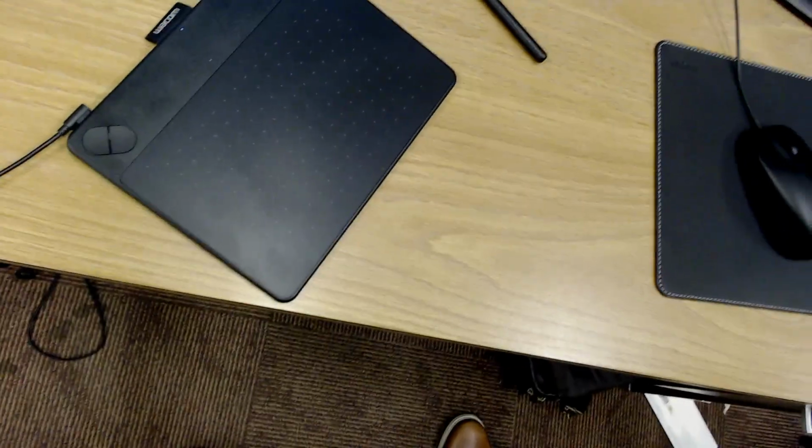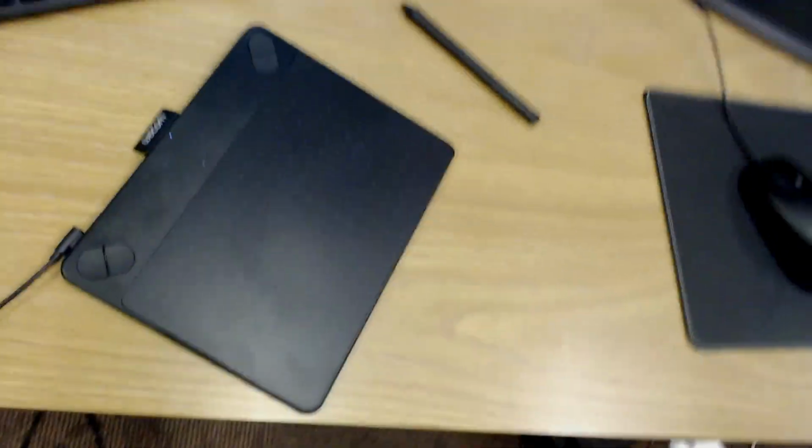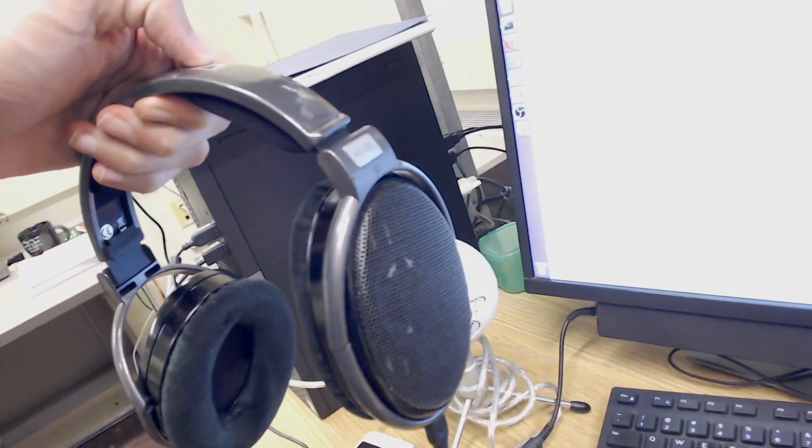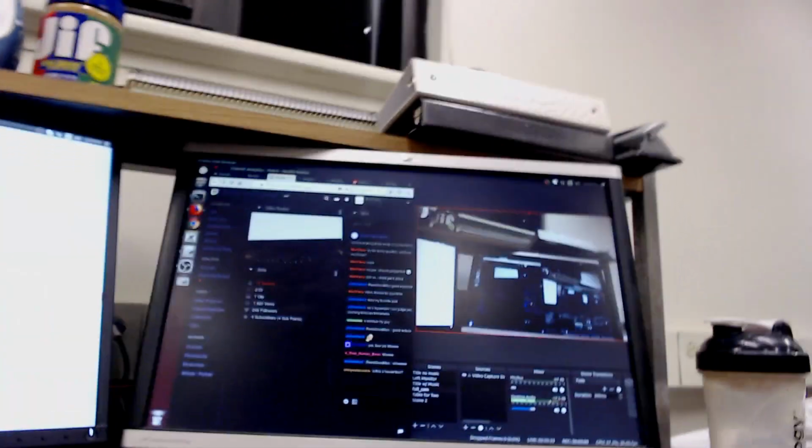Our little Wacom drawing tablet. We've got our microphone. We've got our lovely HD 650s, a true favorite. Is this a house tour? This is the Engineering Today lab tour. And then we have, let's see if there's any revealing information anywhere. I don't think so.